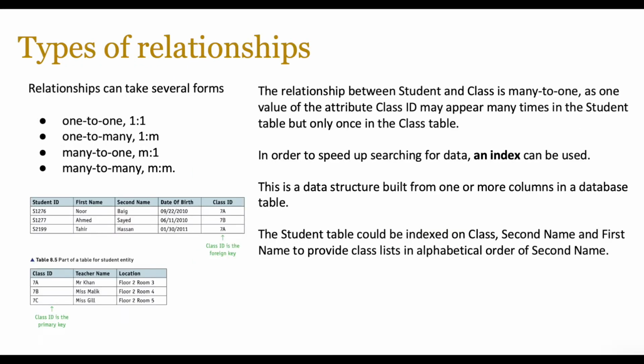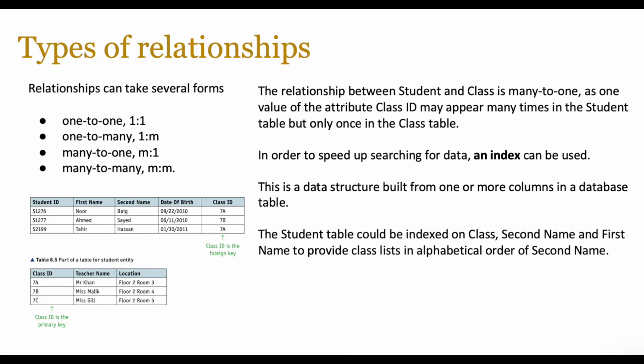Now relationships can take several forms. The basic one that you have is a one-to-one relationship. Then you have one-to-many, many-to-one, and many-to-many. The relationship between student and class is many-to-one, as one value of the attribute class ID may appear many times in the student table, but only once in the class table. For example, there are going to be a lot of students in 7A, but there's only going to be one 7A. So one class, many students.